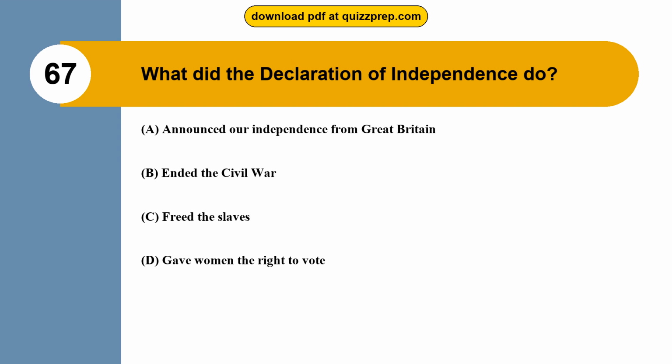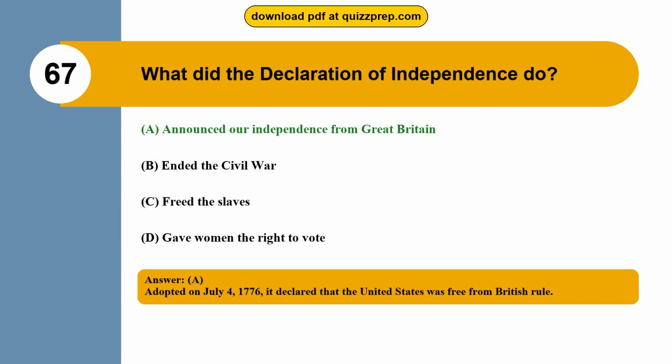Question 67. What did the Declaration of Independence do? Option A, announced our independence from Great Britain. Option B, ended the Civil War. Option C, freed the slaves. Option D, gave women the right to vote. The correct answer is option A, announced our independence from Great Britain. Adopted on July 4, 1776, it declared that the United States was free from British rule.